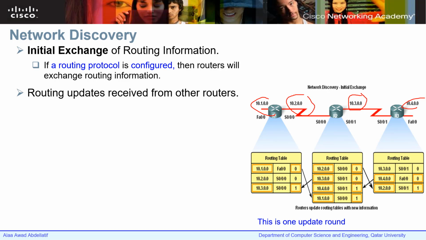And the routing table at R3 has 3, 2, and 3 and 4, but it doesn't know any information about 10.1. So the routing table at R3 is still not complete. So we still need more iterations or more updates.